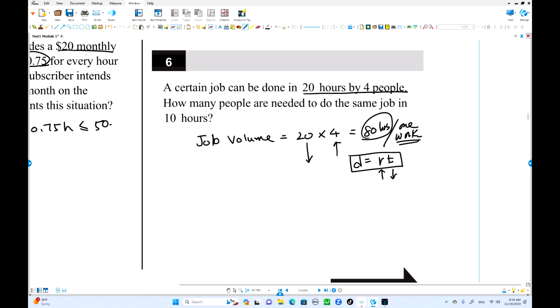Okay, now we increase the people from 4 people, so it takes 10 hours. 10 hours times number of people equals 20 times 4. Anyway, job volume must be equal to 80, okay? So P equals how much? This is 80, divided by 10, is going to equal 8, okay? All right. There are 8 people needed to finish the job in 10 hours.